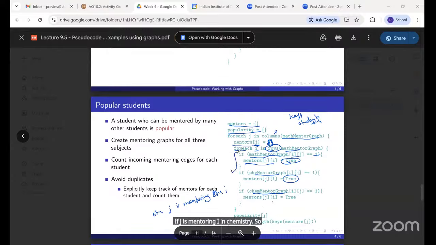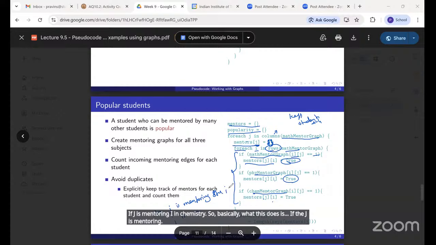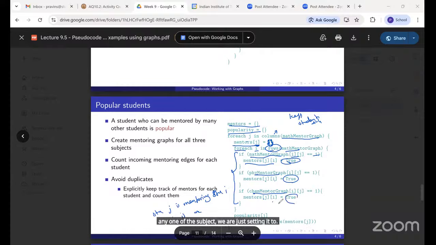So basically, if j is mentoring i in any one of the subjects, we just set it to true. And finally, the popularity of j we are setting to be the length of keys of mentor j. So for this particular student, what is the popularity? How many times can I set it true for this particular student j?